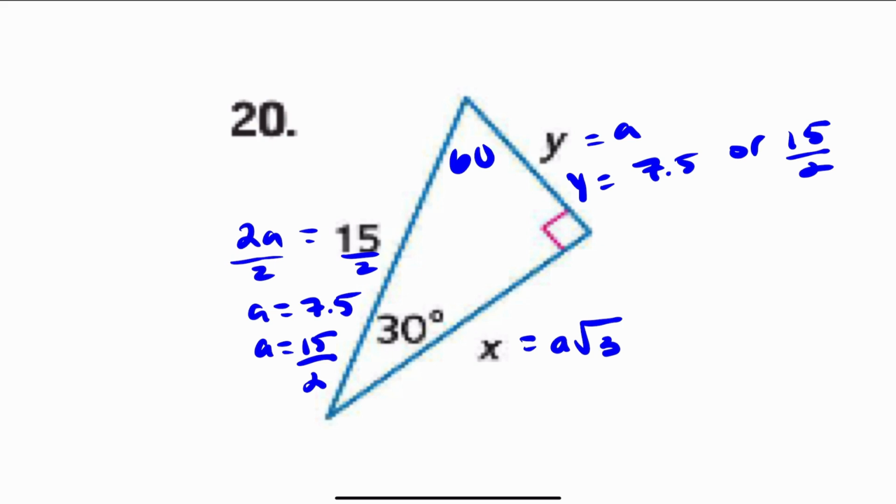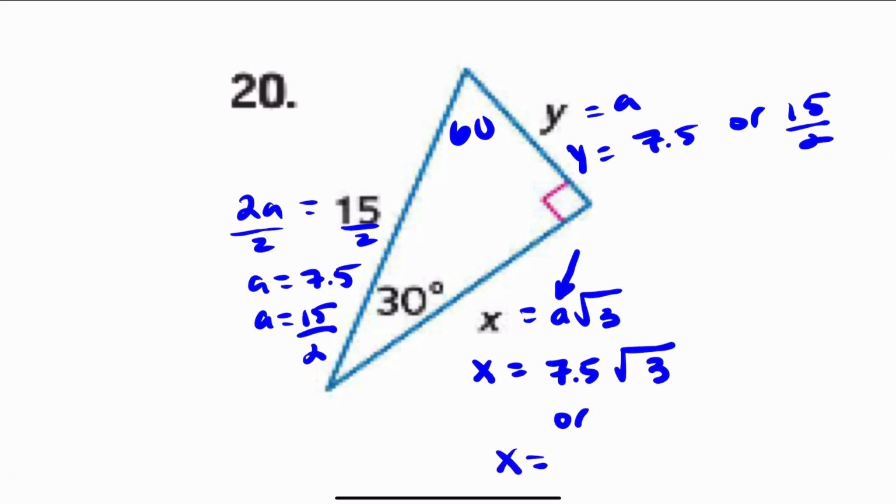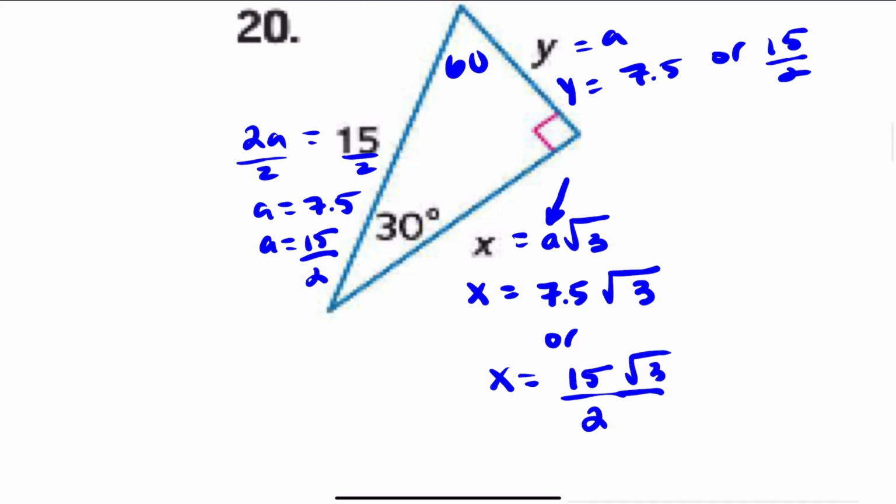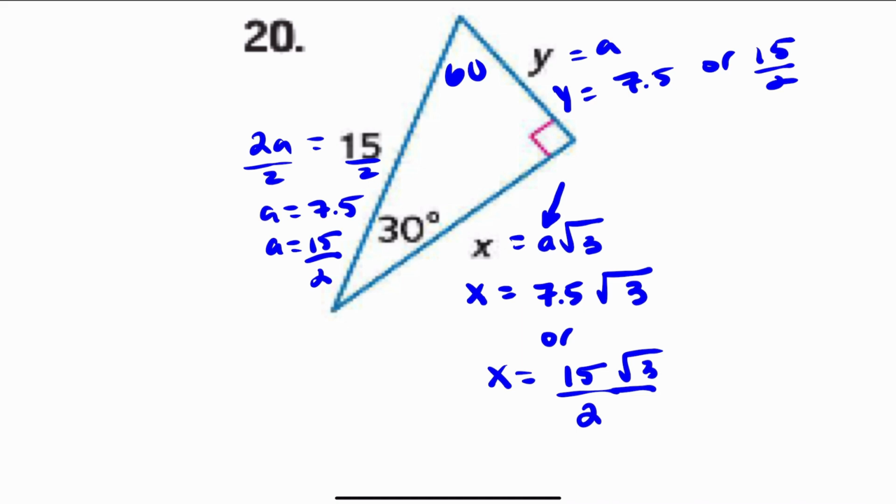And then that means that x is equal to, if I replace this a with 7.5, x is equal to 7.5 root 3. Or, if I decide to use the fraction, it's 15 over 2 times root 3, or 15 root 3 over 2. Those are your answers. x is equal to 15 root 3 all over 2, and y is equal to 15 over 2, or just 7.5. All right.